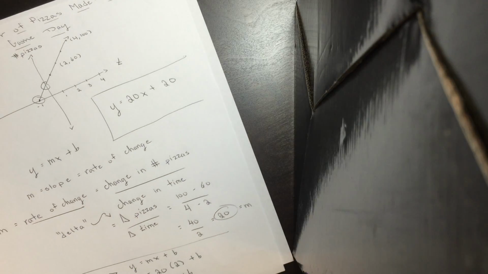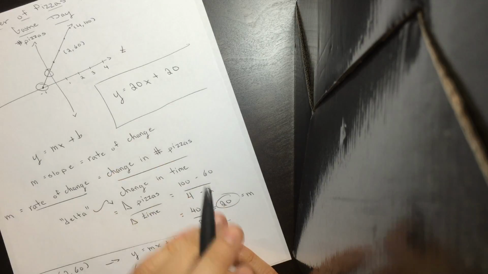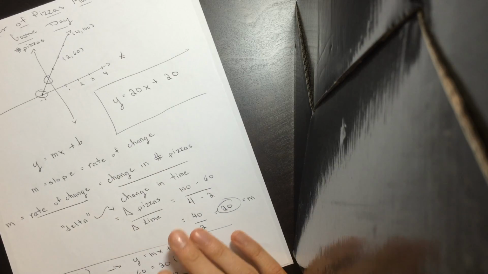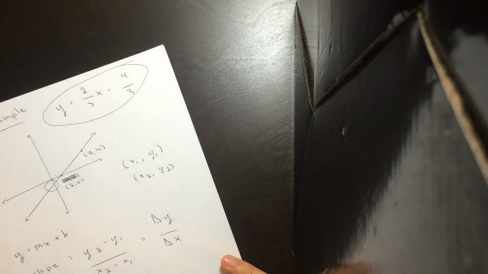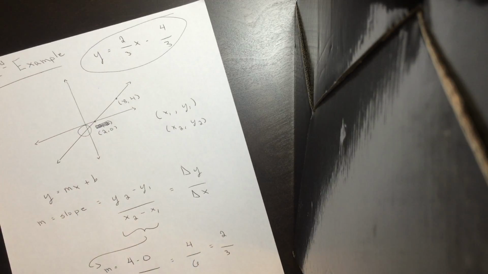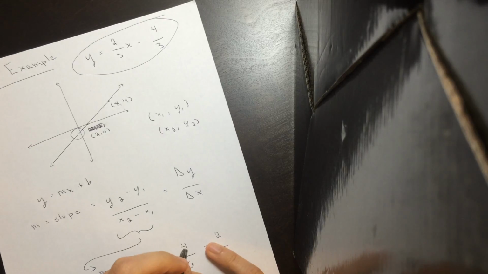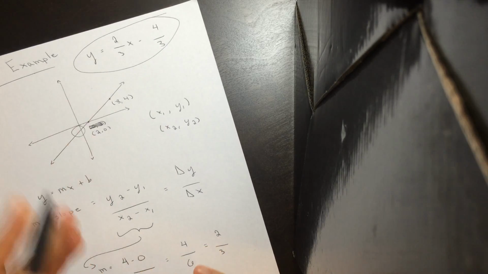So in our first example, we made some pizzas, and we found that there are 20 pizzas made per hour, and the y-intercept is 20, which represents the number of pizzas made at hour 0. In our second example, we found the slope, or the rate of change, to be 2 over 3, and the y-intercept to be negative 4 over 3. So when the x value is 0, our y value is negative 4 over 3, which, as we thought, would be a negative value because it's below the x-axis. And for every 1 unit you go right, you go 2/3 units up. So the slope, or the rate of change, is 2/3 in the positive direction.